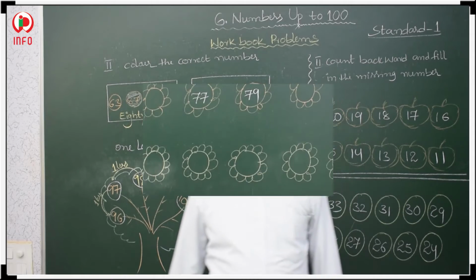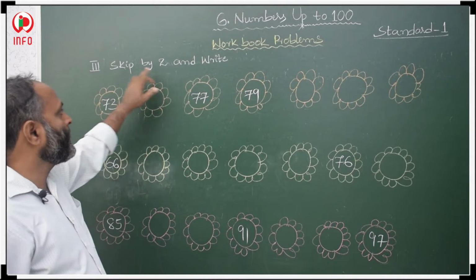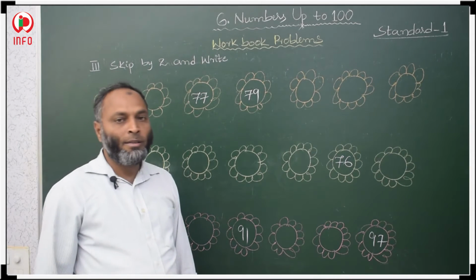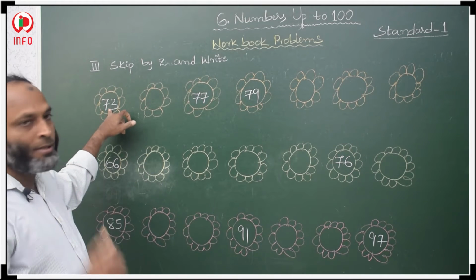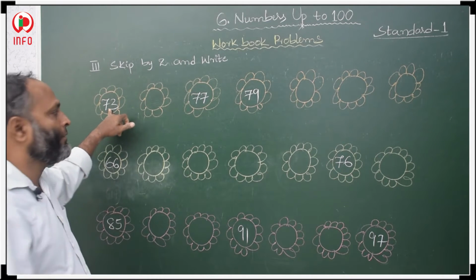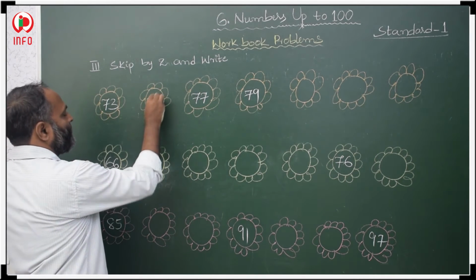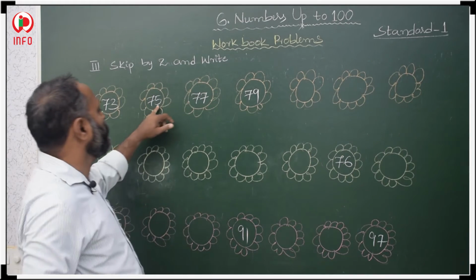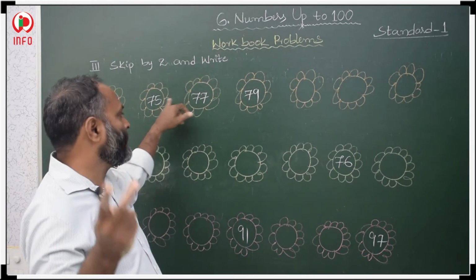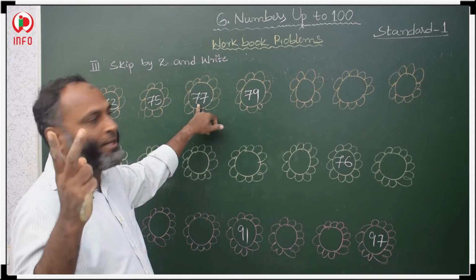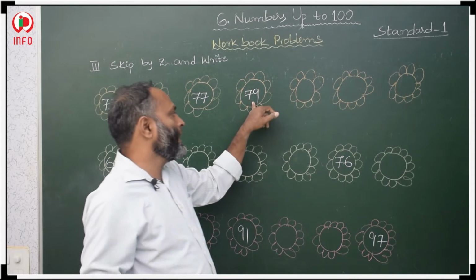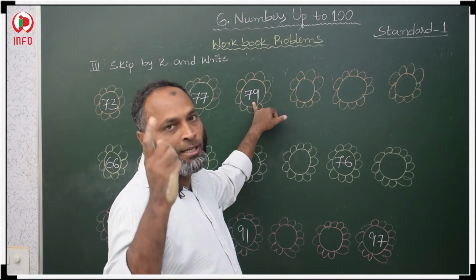Okay. Now next question, skip by 2. Skip by 2 and write. Skip 2 numbers and write your number. 73, skip by 2. 74, 75. 75, skip by 2, 75, 76, 77, given. 77, skip by 2 again. 78, 79, it is given. 79, skip by 2. 80, 81.